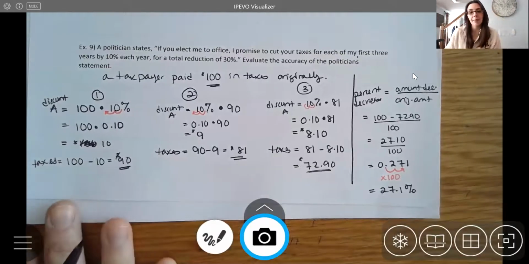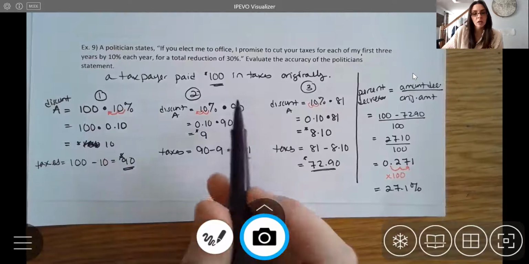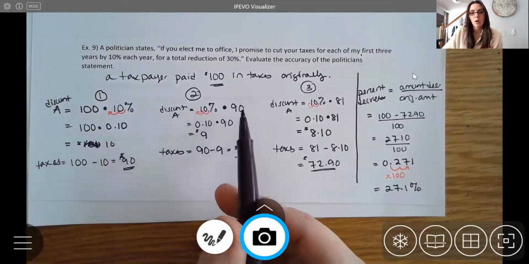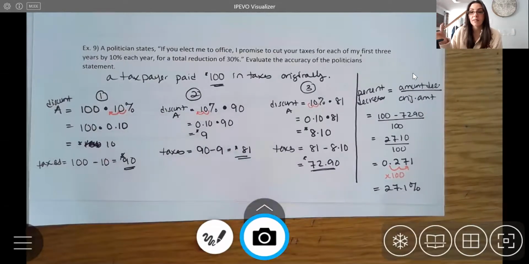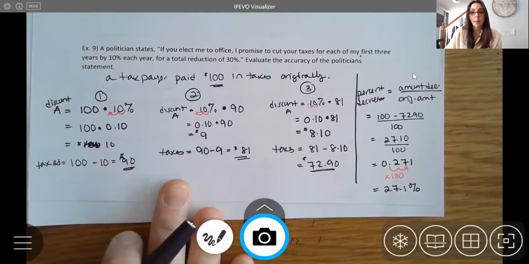And again, this is a common mistake that a lot of people make when they see repeat discounts. They just kind of add all the percents together, but it doesn't work that way. And the reason it doesn't work that way is because every time you take a discount, your starting amount changes. So you're not taking the value off the same amount each time. So it's going to affect things. So here's a common mistake. And again, we tend to see this a lot with shopping.